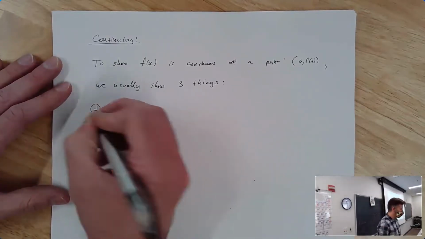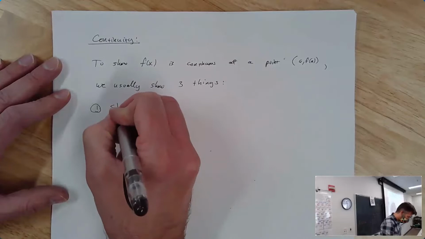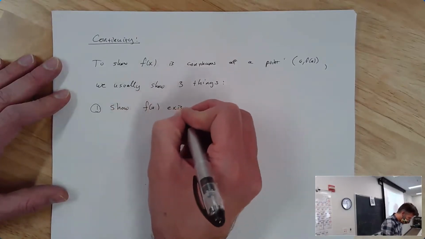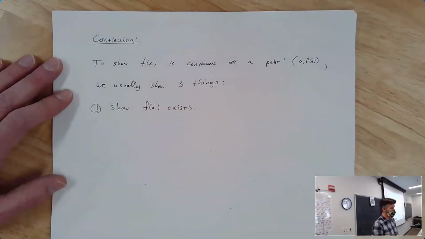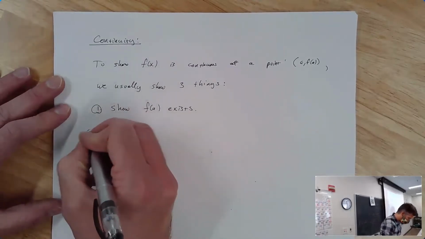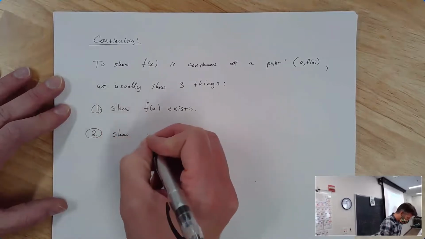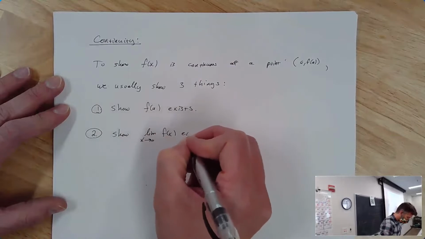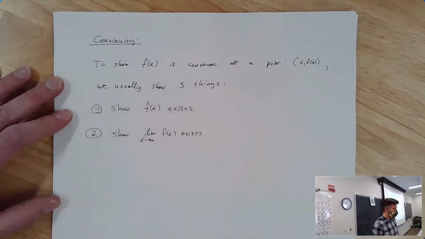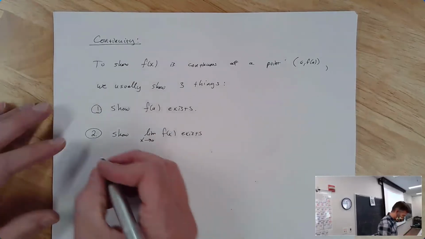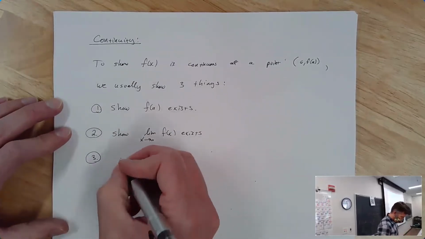So the first thing you need to show is that f of a exists. Usually this just amounts to plugging in whatever a is and seeing if you get a real number or not. The second thing we need to show is that the limit as x approaches a of f of x exists. And then the third thing, which really encompasses the first 2 things, is that they have to equal each other.